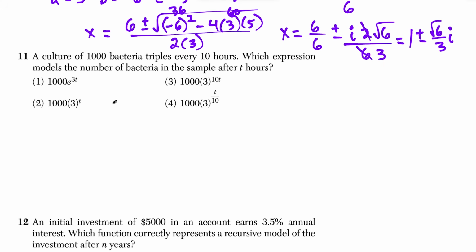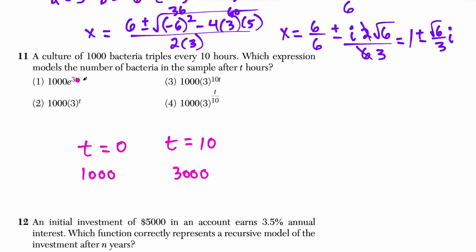Question 11, a culture of 1,000 bacteria triples every 10 hours. Which expression models the number of bacteria in the sample after t hours? So for a question like this, what we could do is start off here by saying at t equals 0, there's 1,000 bacteria. And 10 hours later, the bacteria is going to triple. So if we triple 1,000, that's going to give us 3,000. So what we could do with this information is just say, all right, let's plug in t equals 10 to all of the answer choices and see which one gives us 3,000.